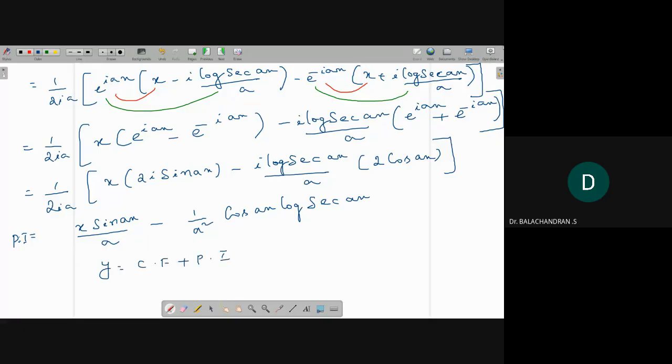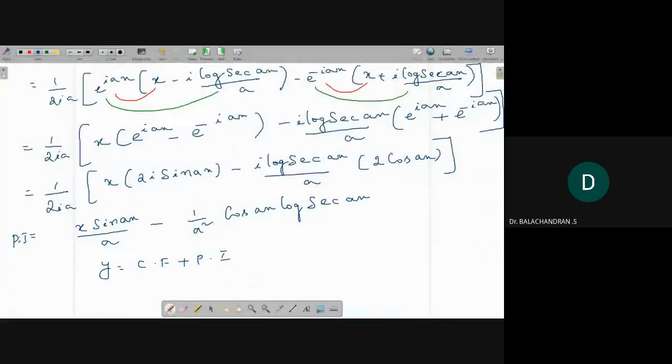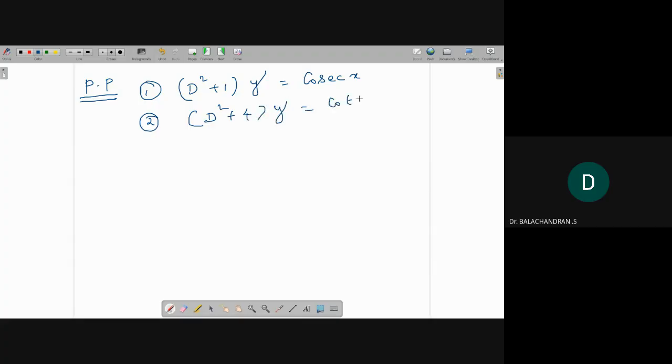If you have any doubts in the third column, you can ask me. Solve D square plus 1 into y equal to cosecant x in the second column. Solve D square plus 4 into y equal to cot 2x. So try to solve these two columns.